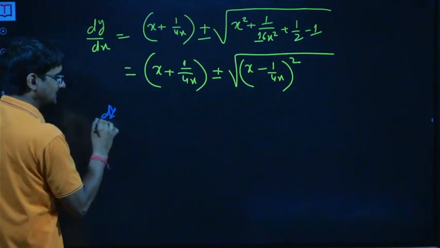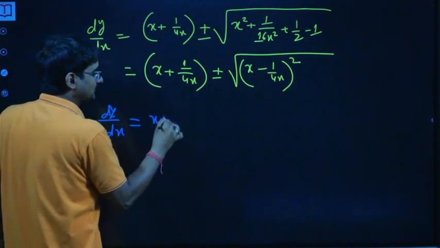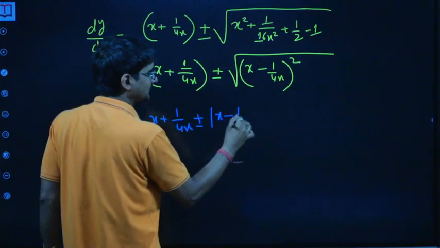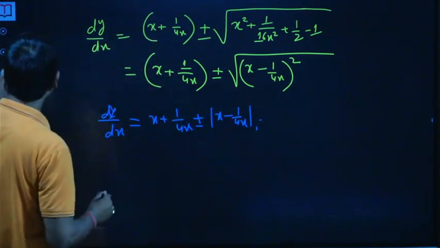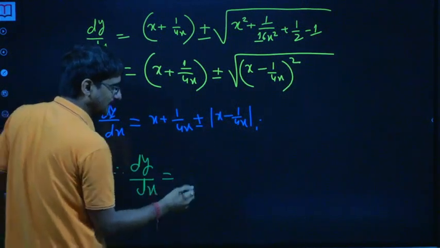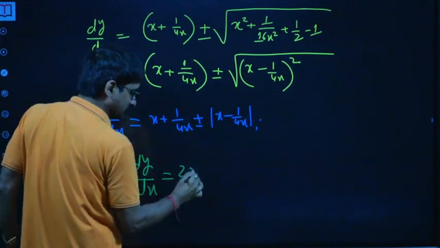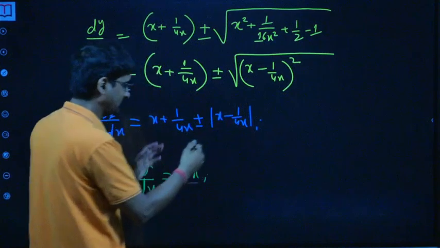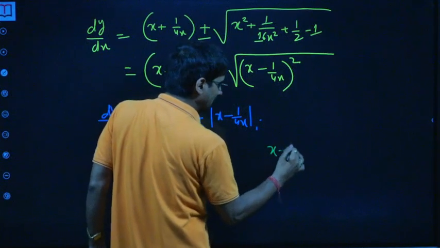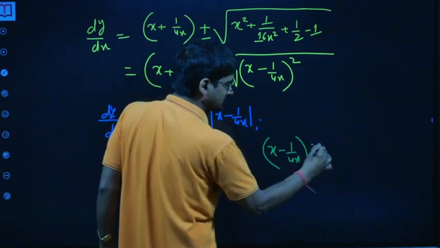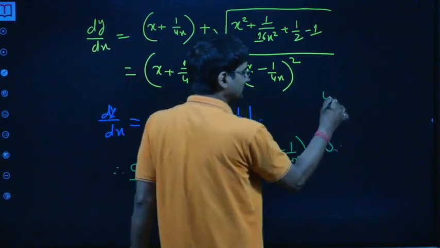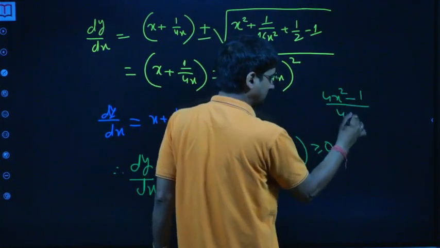So dy by dx is x plus 1 by 4x plus mod of x minus 1 by 4x. That's it. So I can write it as, therefore dy by dx is equal to x plus x, because if I open with positive sign, the 1 by 4x will get cancelled, we get 2x. But when are we going to do it? We will do it when x minus 1 by 4x is greater than or equal to 0. We need to solve this. So it will be 4x square minus 1 upon 4x is greater than or equal to 0.